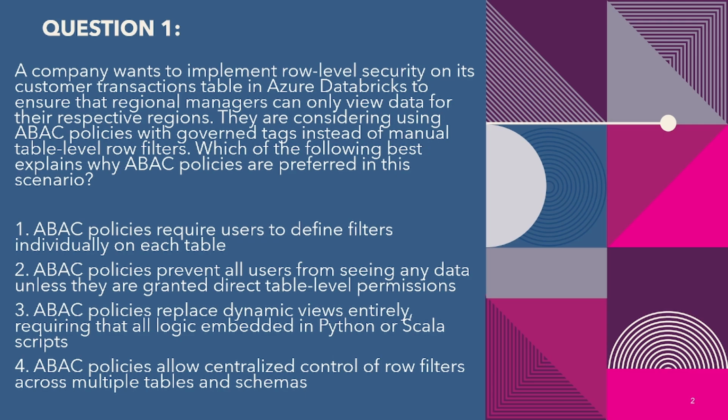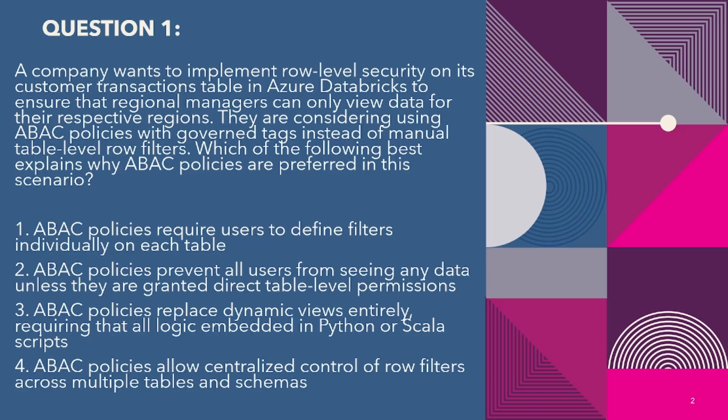If you've been diving deep into cloud and data security, today's question is going to be a good one. We're talking about something that often confuses a lot of people, row-level security in Azure Databricks. Now imagine this. You're working for a company that wants to make sure regional managers only see data for their regions. Simple enough, right? But then comes the question, how do we actually enforce that securely and without creating a nightmare of manual configurations? Let's look into the question first.